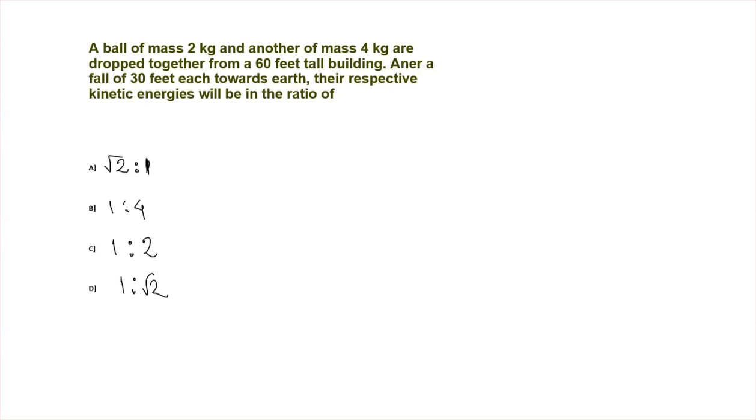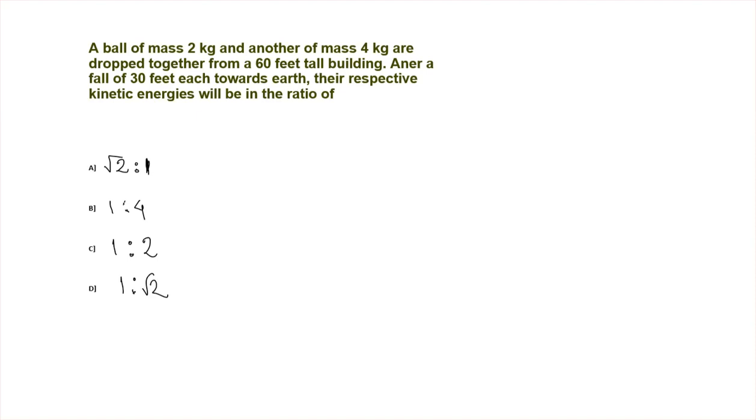Students, इस क्वेश्चन में कहा गया है, a ball of mass 2 kg and another mass of 4 kg are dropped together from a 60 feet tall building. After a fall of 30 feet, मतलब आधा गिर जाने के बाद, ओके क्योंकि टोटल 60 फीट का बिल्डिंग है. After a fall of 30 feet each towards the earth, their respective kinetic energy will be. तो kinetic energy पूछा गया है, दोनों का रेशियो.